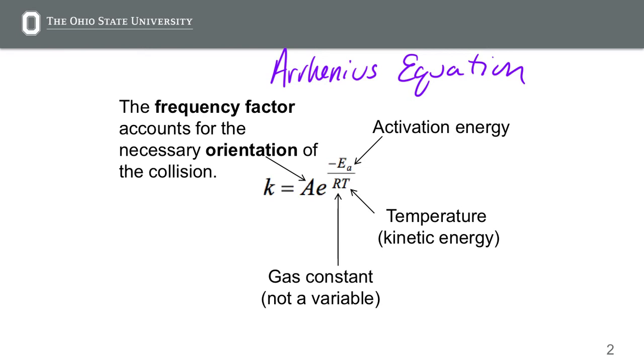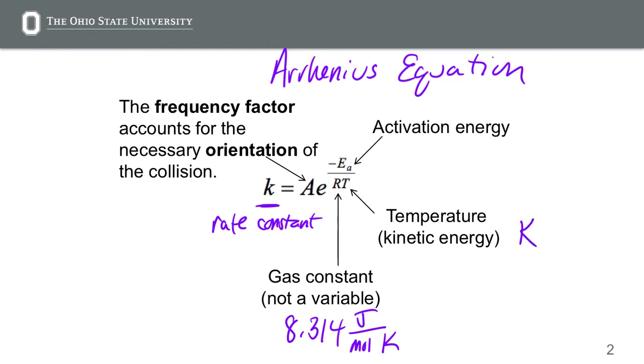Where the rate constant k, this is the same rate constant as before, is equal to a frequency factor that we label A times e to the minus E sub A over R times T. E sub A is the activation energy. And R is the gas constant, 8.314 joules per mole Kelvin. And T is the temperature given in Kelvin.